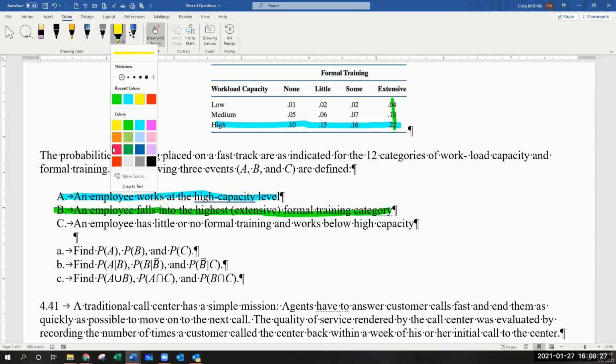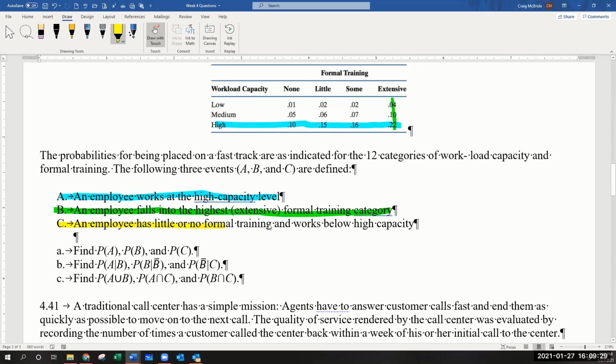And then C has little or no formal training and works below high capacity. So little or no training and works below high capacity are those 4 right there. And that's what I did. I think my problem was trying to figure out if I'm doing the math right, because it didn't seem right, especially when I did B, the B complement.